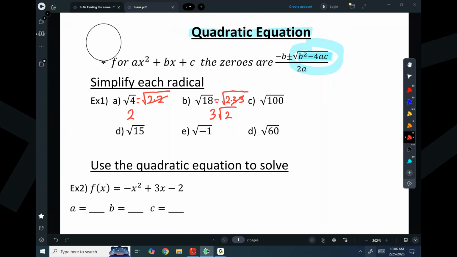On example C, if you already know what to break it up into, like 10 times 10, you don't have to keep breaking it down. If you have a pair of something, take the pair out. So what could I take out right now? I could take out a 10. As soon as I have a pair, just take it out. So that's just 10. All right, 15. If I'm doing 15, I break it down. That's 3 times 5. And what do I notice here? There are no pairs. If there are no pairs, that means it's simplified. So that's just root 15.